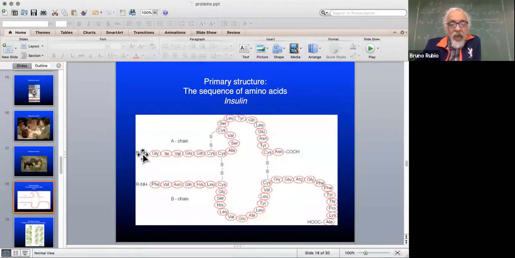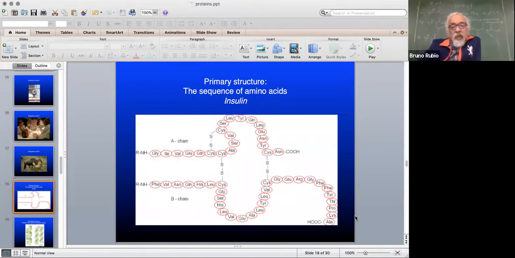Here is the N terminus of chain A. It's a glycine residue, then an isoleucine, valine, and so on, all the way down to the C terminus of the A chain. And here's the B chain of insulin. Again, it's written from its N terminus. First amino acid is phenylalanine, then valine, then asparagine, and so on, all the way down to the C terminus.